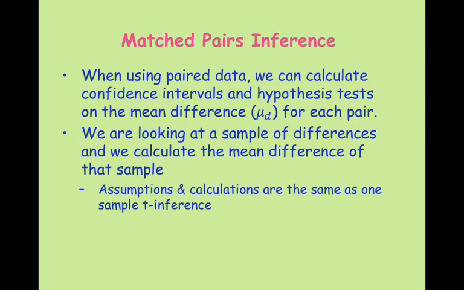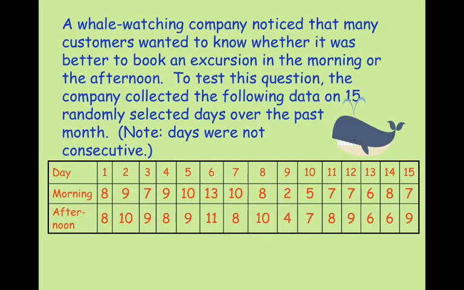So let's get started. A whale watching company noticed that many customers wanted to know whether it was better to book an excursion in the morning or the afternoon. To test this question, the company collected the following data on 15 randomly selected days over the past month. Please note these days are not consecutive. We've numbered them. Day 1 represents the first day we looked at data, day 2 the second day. This does not represent the first, second, third of the month.